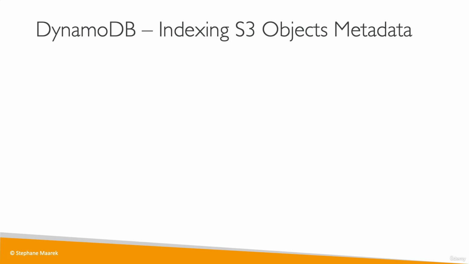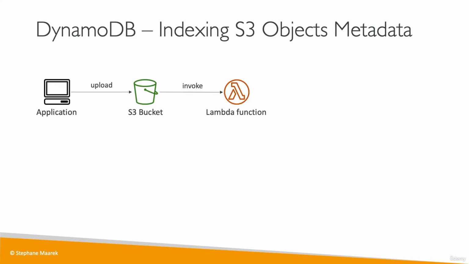Another combination or synergy we can have is to use DynamoDB as a way to index S3 object metadata. So the application is going to upload objects into Amazon S3, and Amazon S3 will have notifications set up, for example, to invoke a Lambda function. That Lambda function will store the object's metadata into a DynamoDB table, for example, object size, date, who created it, whatever you want to think of about these objects.